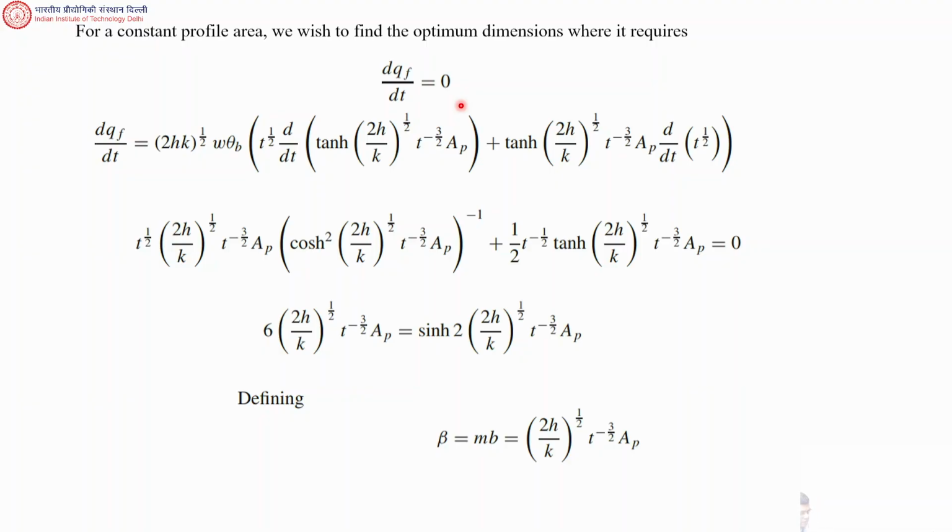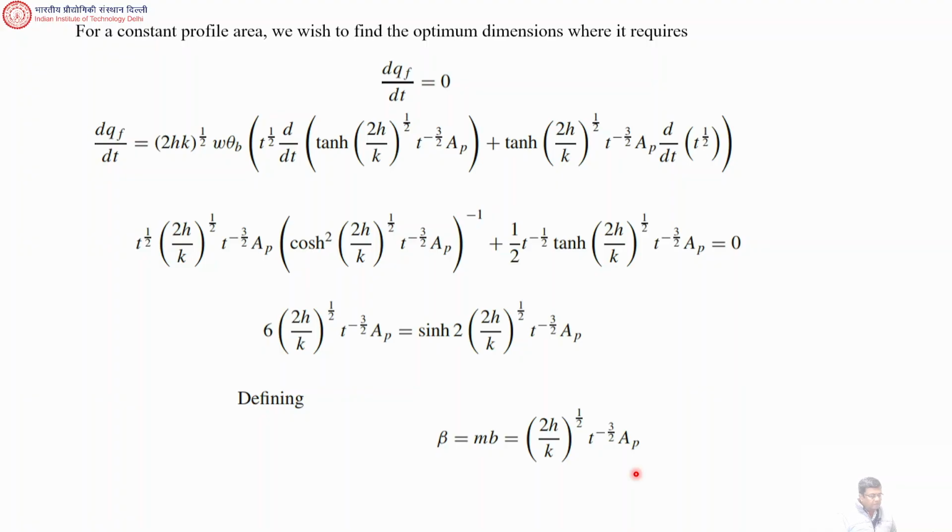And once you differentiate, you will get something like this equal to 0. So this is dQf/dt, and we set it equal to 0. Just transposing and so on, we get this expression. And here we define beta equal to mb. mb is like your ml that you saw in your undergraduate course, and that thing is just this quantity.